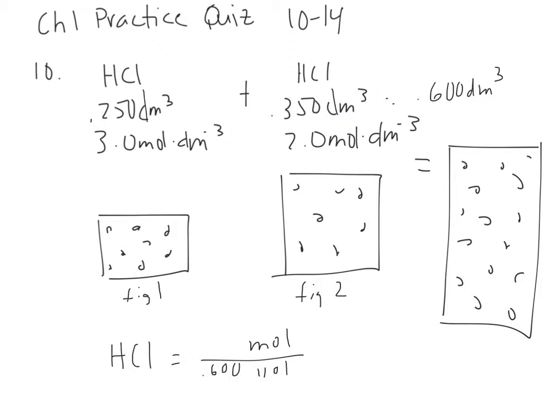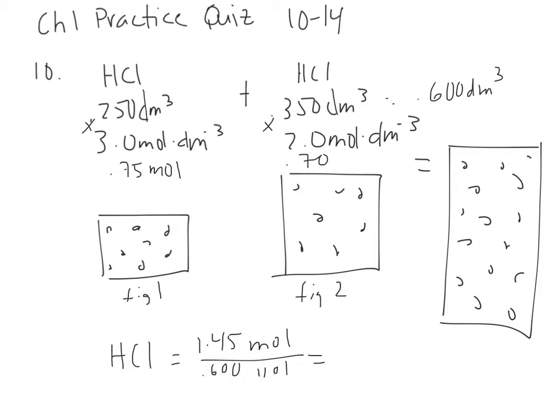So how much is it? It's somewhere between 2 and 3. If it had been equal amounts of each, it would be 2.5. But they're not quite equal amounts. So what I have to do is take my 3 times my 0.25 and see that I have 0.750 moles. I do the same thing here, and I have 0.70 moles. So that means I have 1.45 moles total in the 600 centimeters cubed total, or 0.6.